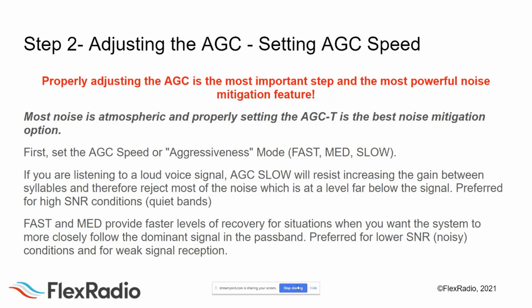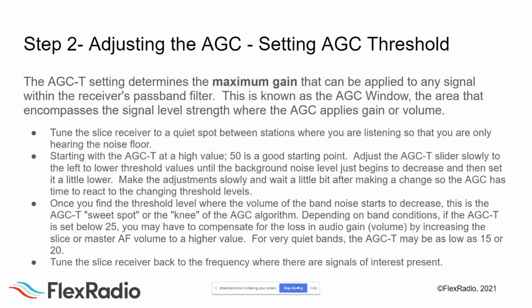Fast and medium provide a faster level of recovery for situations where you want the system to follow more closely the dominant signal in the passband. And this is preferred in noisier conditions. If you have a higher band noise in general, you might want to use the medium or the fast AGC setting. So that's a pretty quick thing. You just set that based on the overall operating conditions you're experiencing at that time.